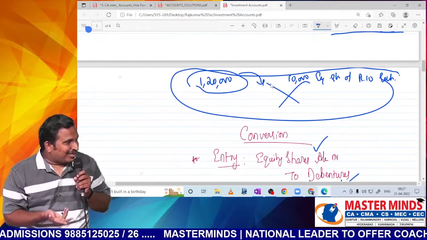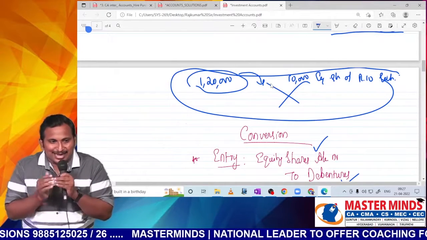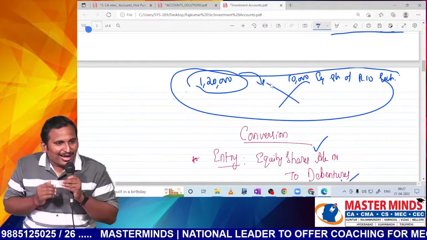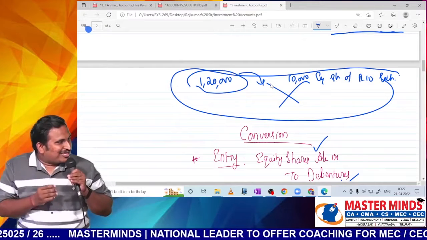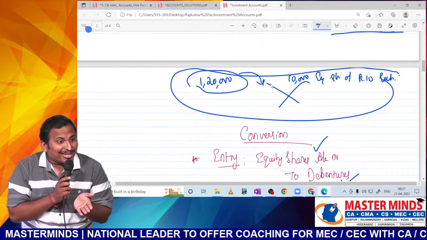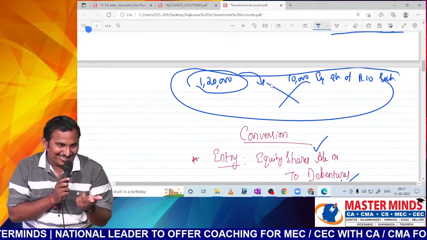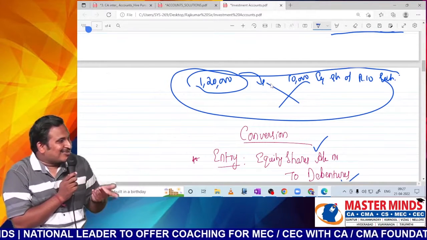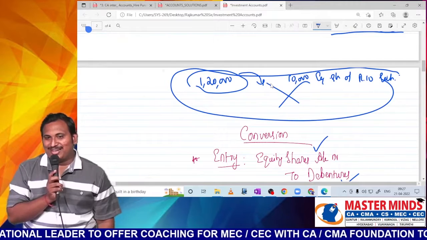Please understand, this is an exchange, sir. It's just like a barter. You are taking one, I am giving you one. You are giving me your debentures, I am giving you equity shares. It's just like a barter. In a barter, no party will have profit. They'll try to exchange for equal value. Sir, are you getting the point?